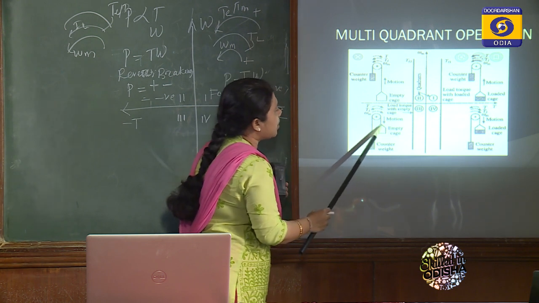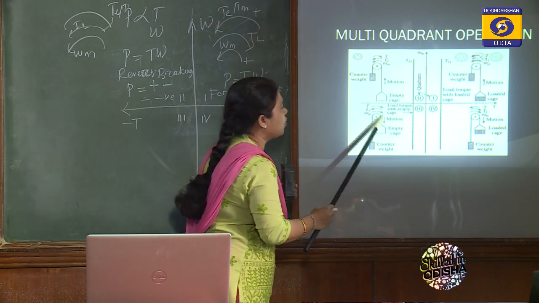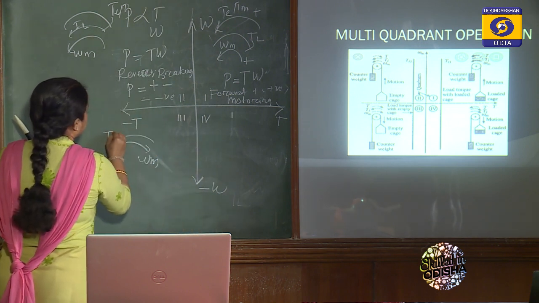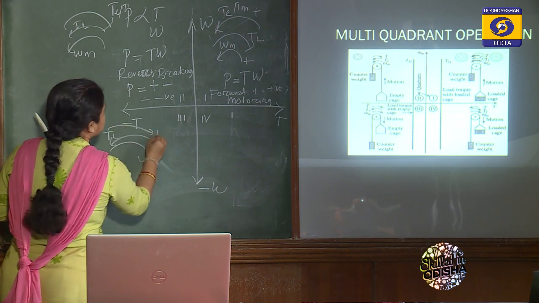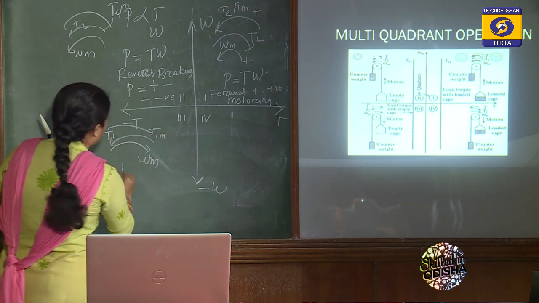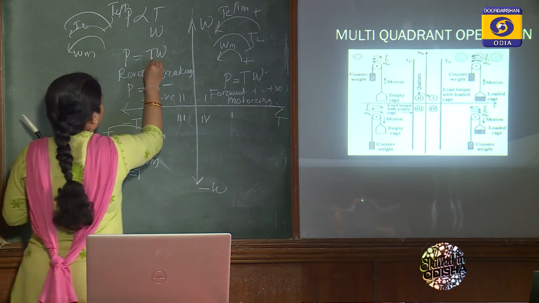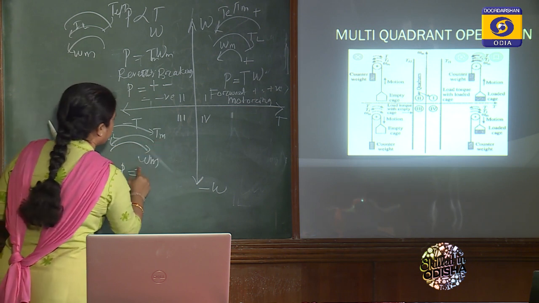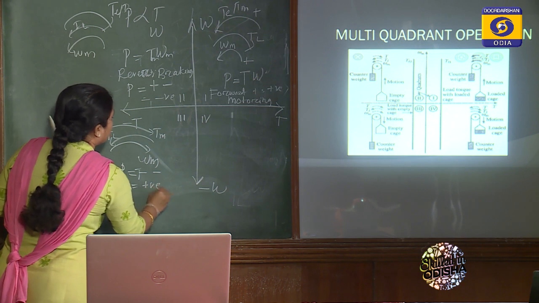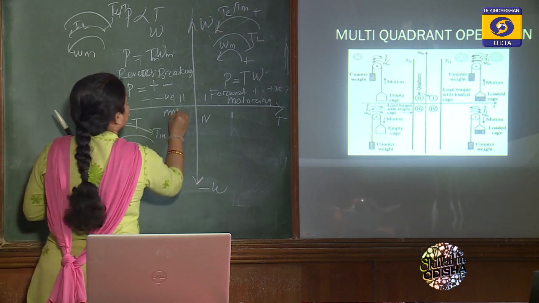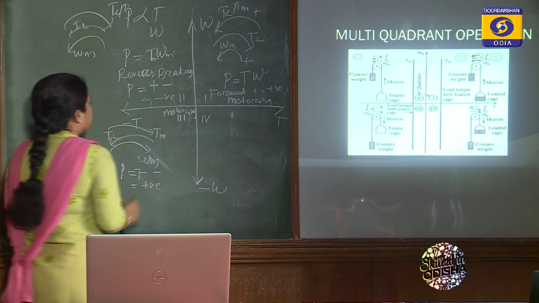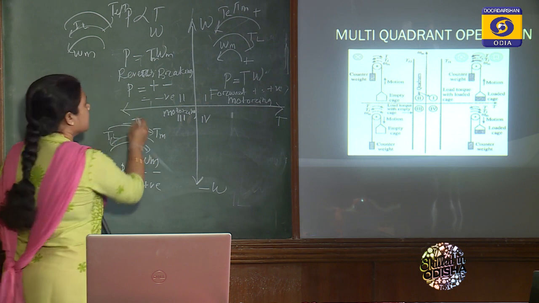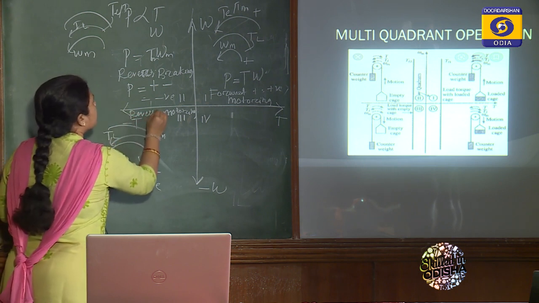Now come to the third quadrant. Here the empty cage should move downward, so the motion is downward. This one is omega m, this one is TL, and this one is Tm or Te. So power is equal to what? Tm into omega m. Both are negative, and negative into negative means positive, so this is again our motoring mode. But what is the direction of Tm? Tm is clockwise, and clockwise means negative.